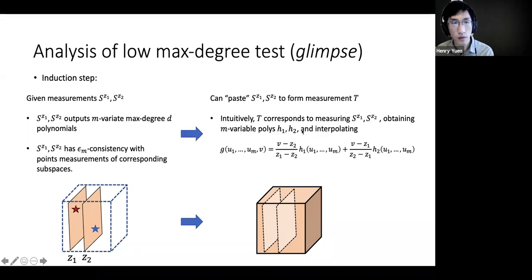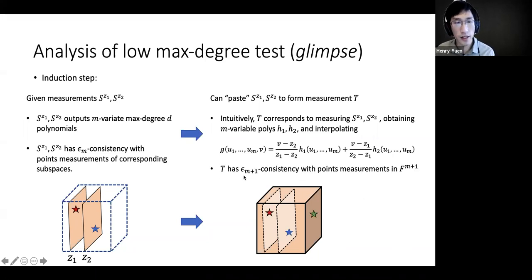When we paste them, how do we paste them? At a high level, this measurement T corresponds to measuring these two subspace measurements and then interpolating. You interpolate to the whole cube, and then you get an n plus 1 variable polynomial. That's this G. So when you measure SZ1 and SZ2, you get polynomials H1 and H2. They're in m variables. H1 and H2 correspond to these two planes. When you interpolate, you get a polynomial that covers the whole cube. Importantly, this interpolated polynomial G is consistent with all the points in the entire cube, even this green point, which wasn't on these original subspaces. The reason that we have consistency with, say, this green point comes from the fact that all the point measurements pass the low degree test.